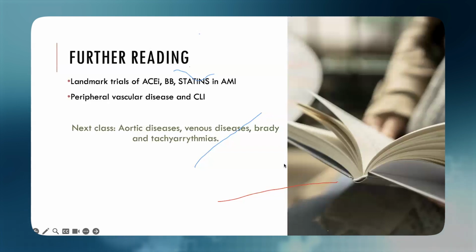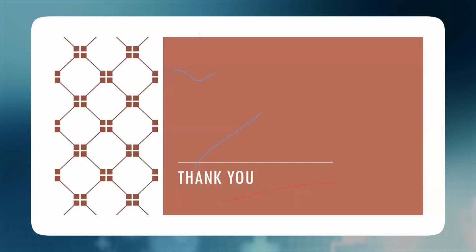Further reading, landmark trials, if you're interested, go through it. I'm sure medicine people must have read it already. Peripheral vascular disease and CLI. What is CLI? Critical limb ischemia. Please read about it. If we get time in the last session, we will talk about it. Next class, we will talk aortic diseases, venous diseases, and brady and tachyarrhythmia.